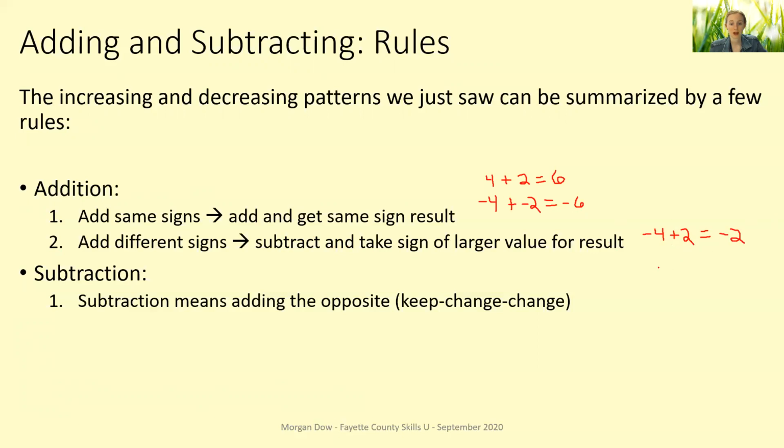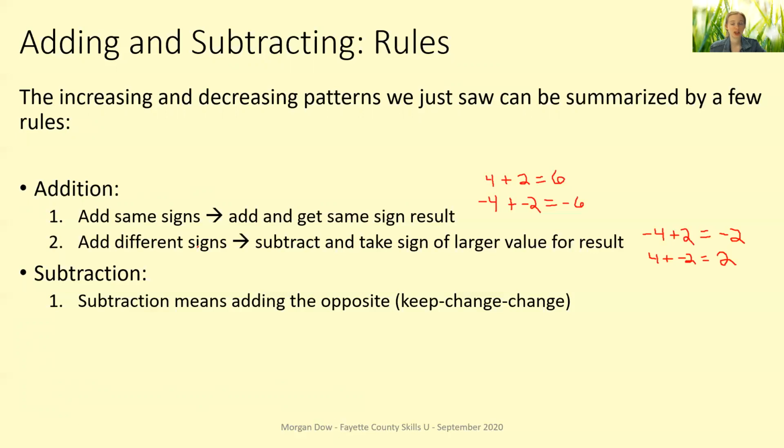And let's say we did the opposite. Let's say we did 4 plus negative 2. We would subtract 4 minus 2, and we keep the sign of the larger number. The 4 is positive, so our answer will be positive 2. All right, so those are our rules, our guidelines for addition.